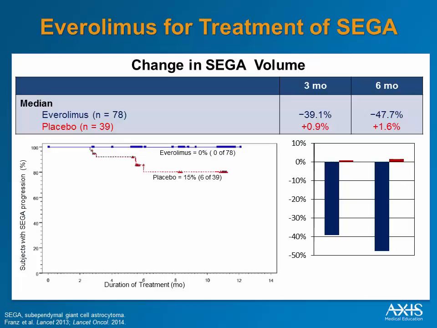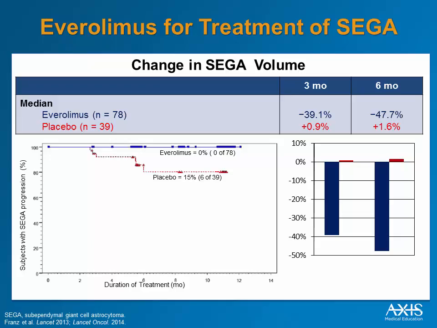Here we see the analysis for the entire treatment groups, to which this patient belongs. And you see that for those patients that were treated with everolimus, the reduction was around 40% at 3 months and almost 50% at 6 months. And this is in contrast to those in the placebo group that continue to show growth, not reduction, over those same time intervals. And this is demonstrated graphically below the table for the 2 treatment groups.